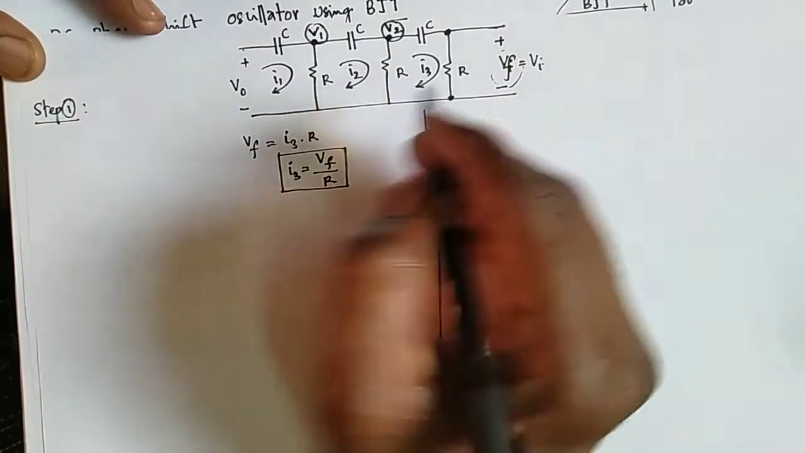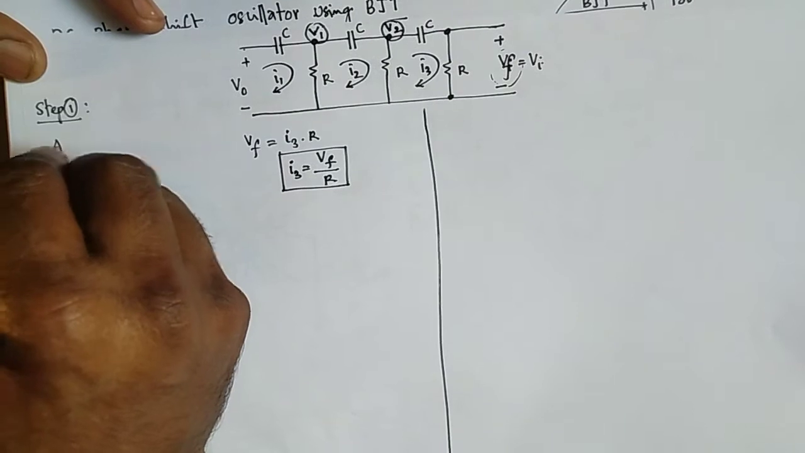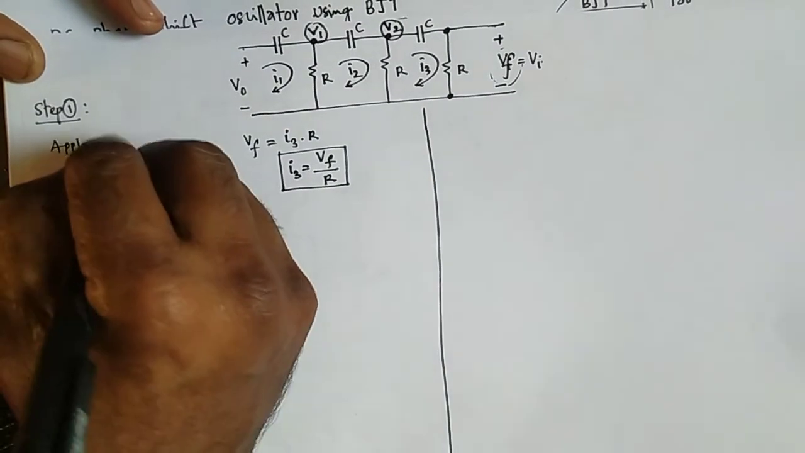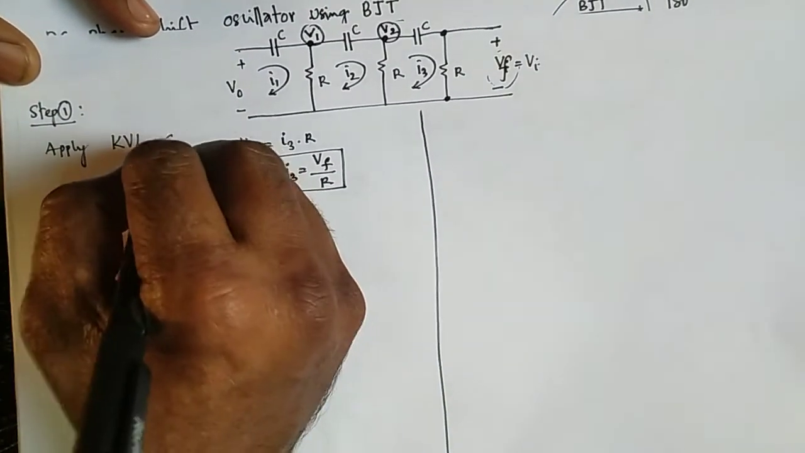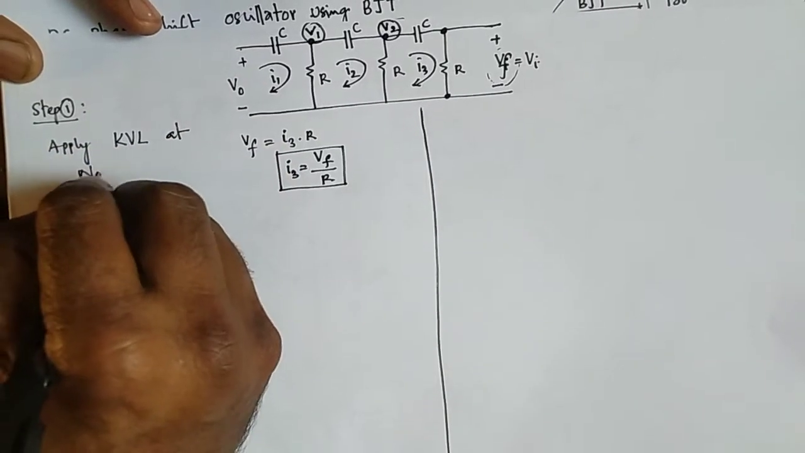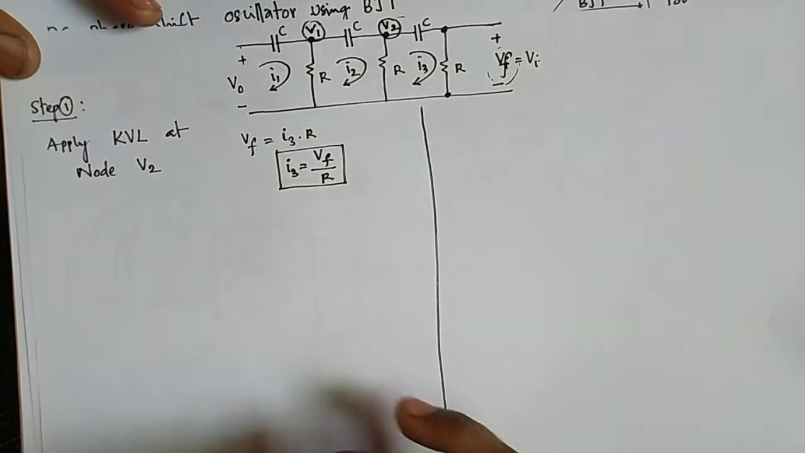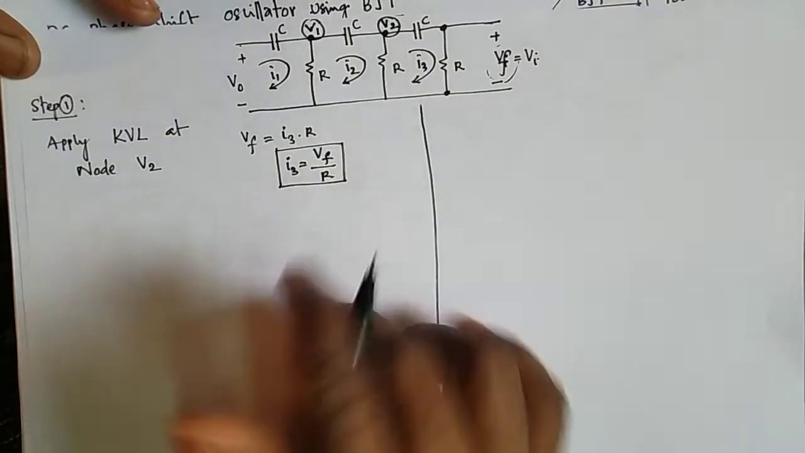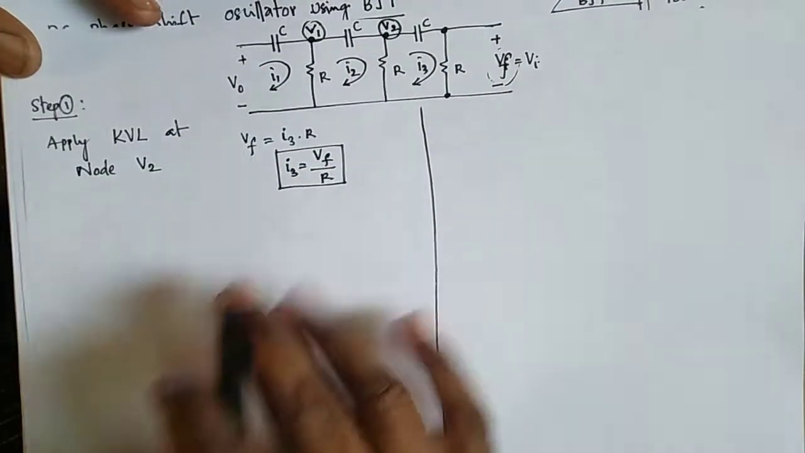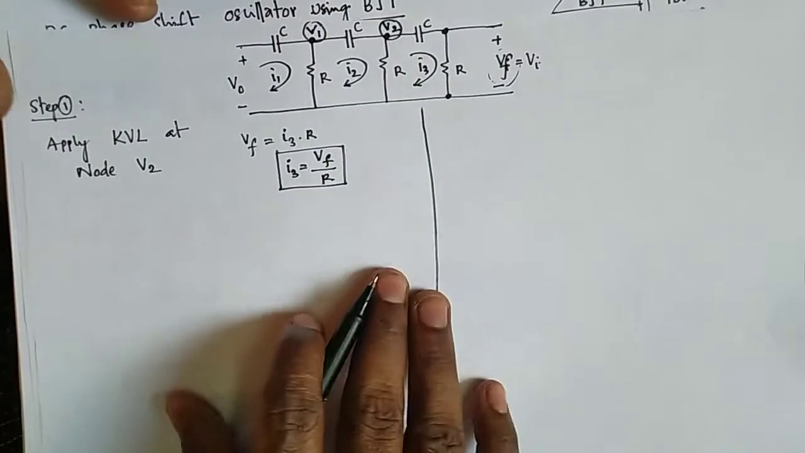Step 1, apply KVL at node V2. So that is the first step. Second step, apply KCL at node 2. Similarly, on the left side we have to derive these 2 functions.